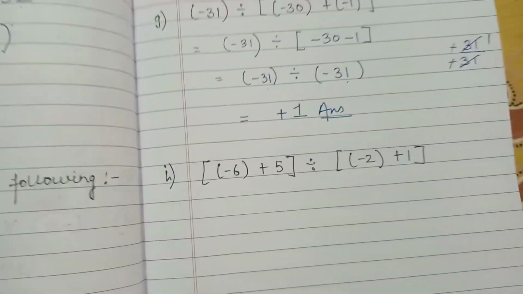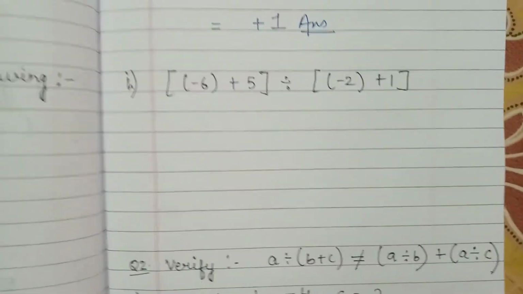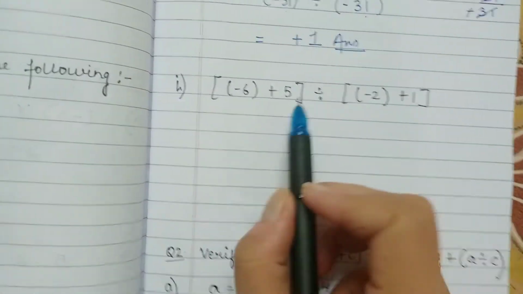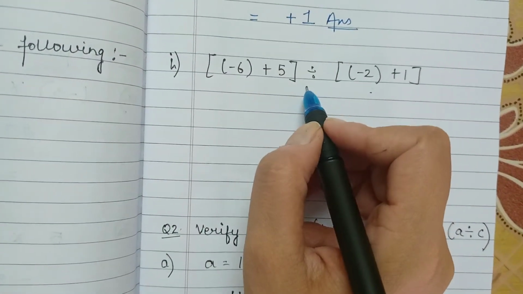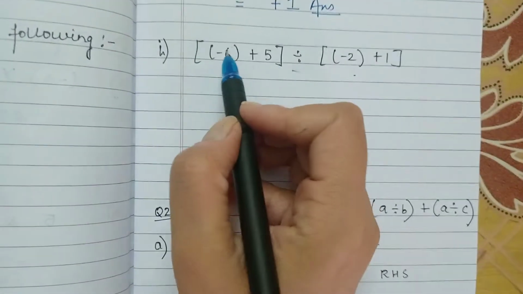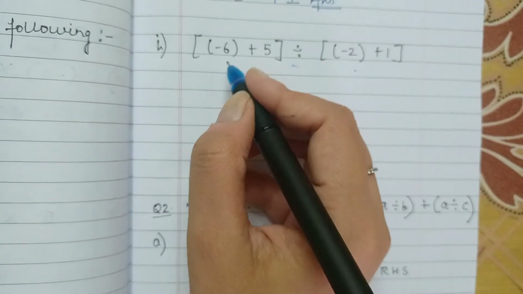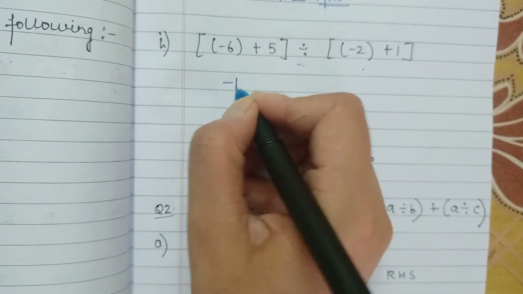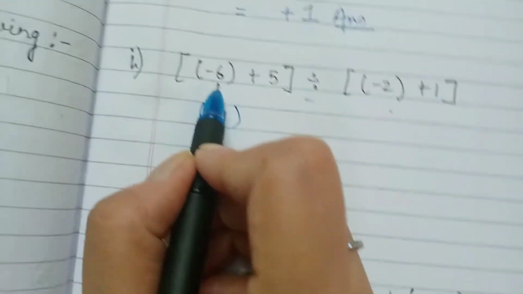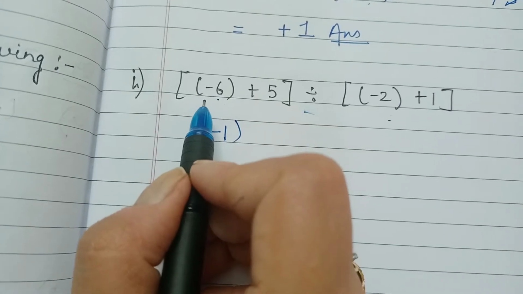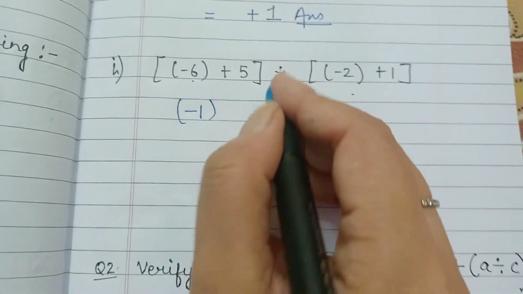Now let us move ahead with I part. Here both numbers are in bracket now. So first we will solve these two brackets and then we will do the division. So again, minus plus is minus. 6 minus 5 is 1, and sign of bigger number will come. So the bigger number is 6. So sign of minus will come. So it is minus 1, negative integer.